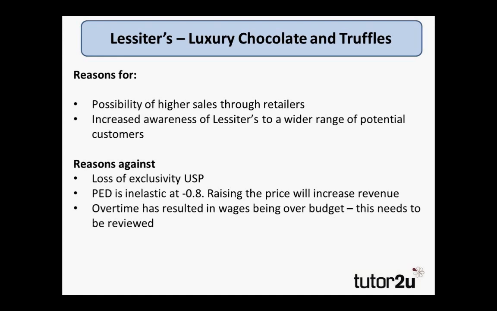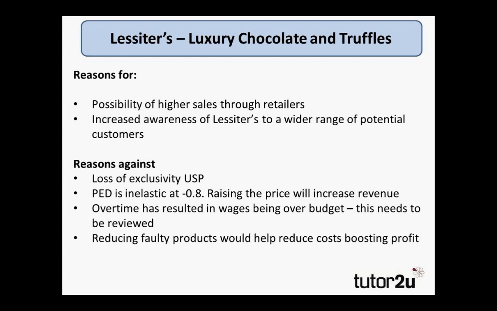It's in your head, and you might decide to go and buy a product online. So that's some reasons why actually selling through retailers might be a good way of improving profit and profitability. But then we need to look at some of the reasons against.